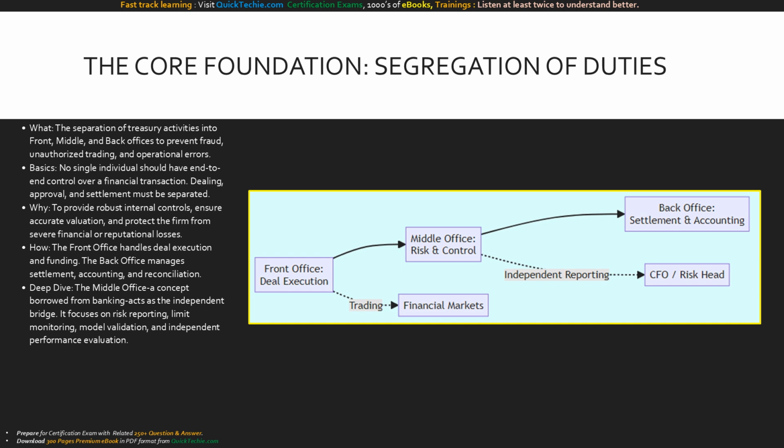They ensure the front office hasn't breached any risk limits. Finally, the approved data passes to the back office on the right. This team handles the actual movement of cash, settlements, and posting the final entries into the company's general ledger. By strictly enforcing these boundaries, the hierarchy naturally protects the firm's assets.